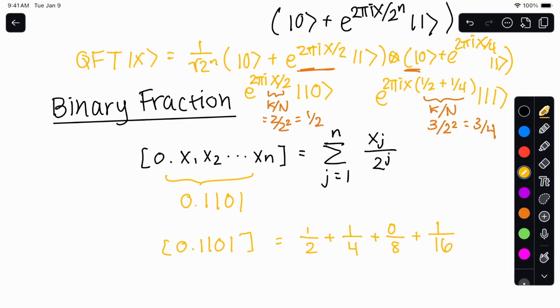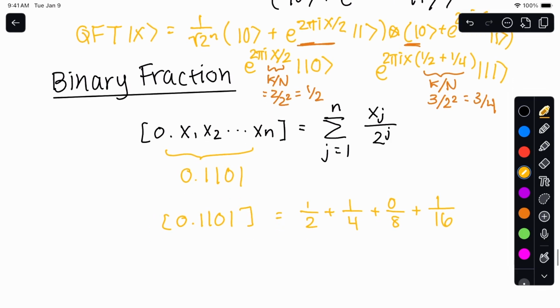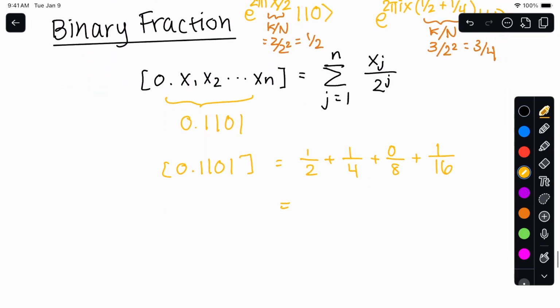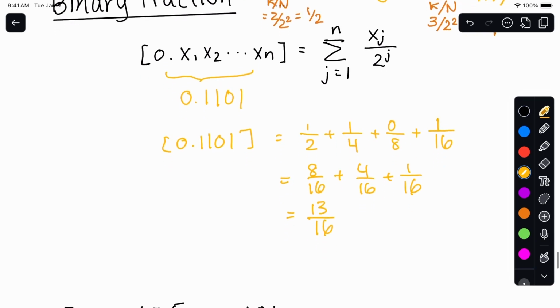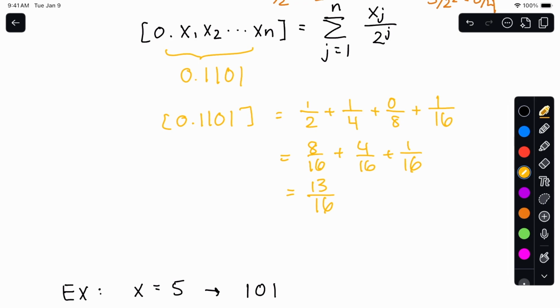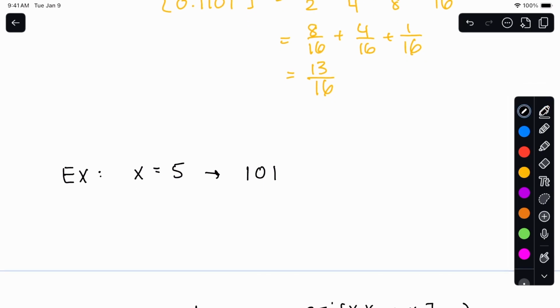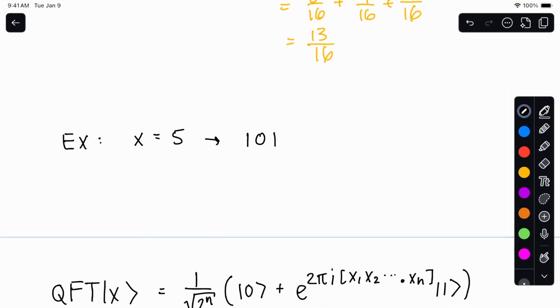But it could also be longer. So for instance, if we had more qubits and there was just more zeros, you would just keep adding 0. So this is just a very compact notation for writing down sums of ones and zeros divided by powers of 2. It doesn't have to be less than 1. What we're working with today is mostly going to be less than 1, but you can also do other ones.